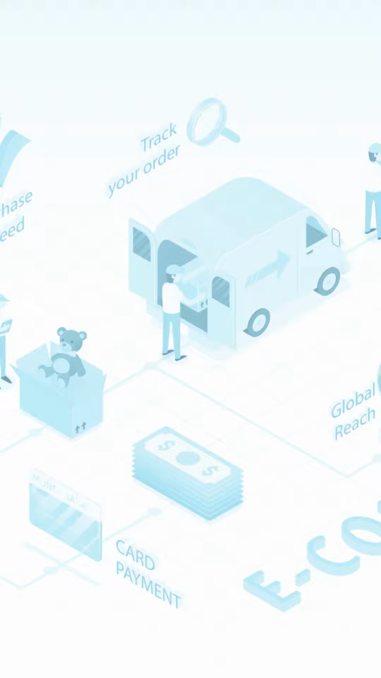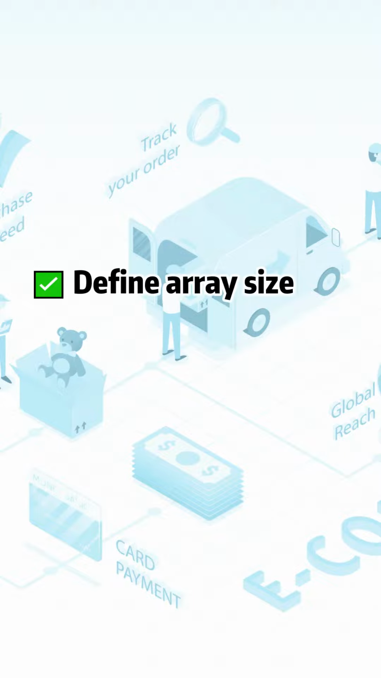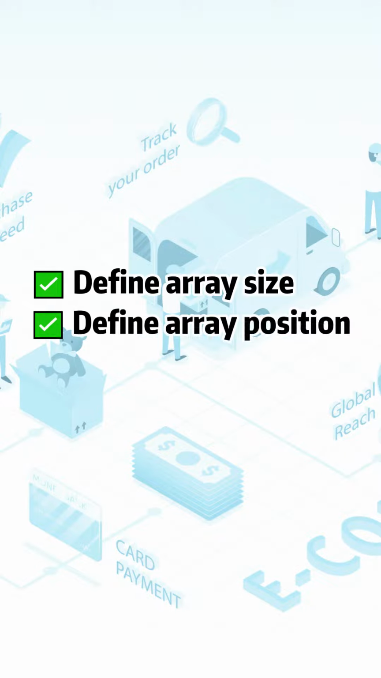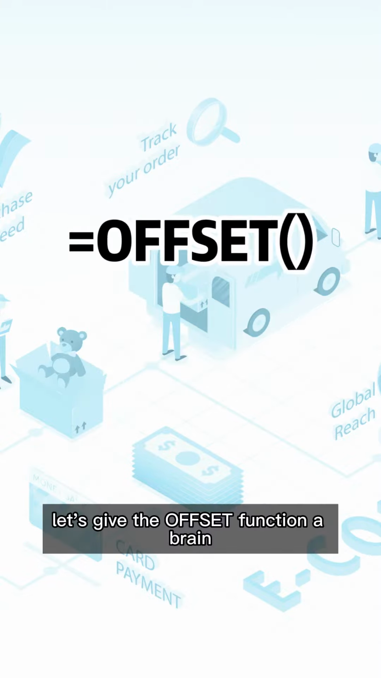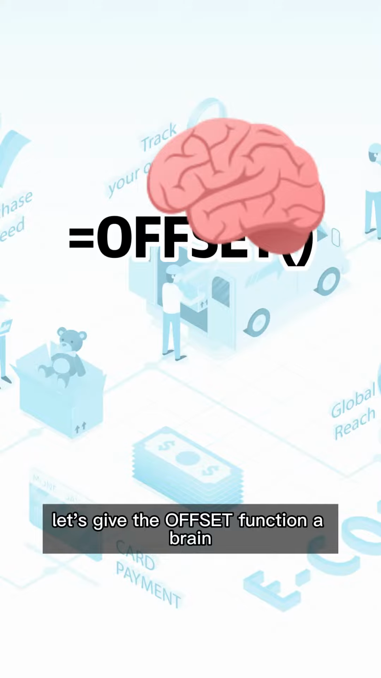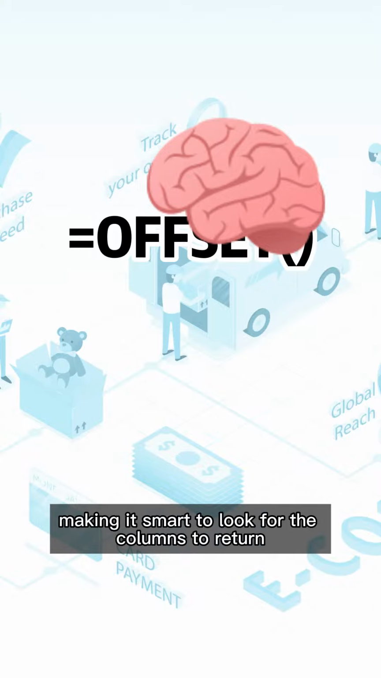Offset is one of my favorite functions when it comes to dealing with arrays of data. It not only lets me decide the size of the array, but also where the array is located. As you read on the title of this video, let's give the offset function a brain, making it smart to look for the columns to return.